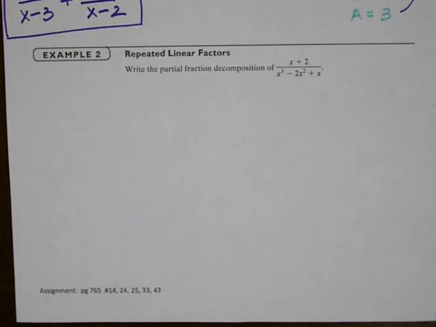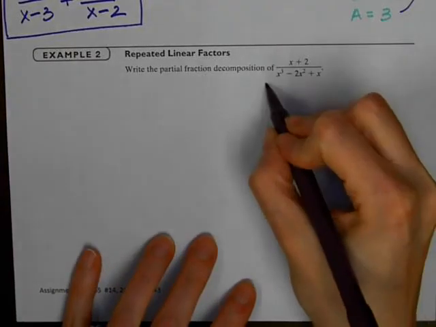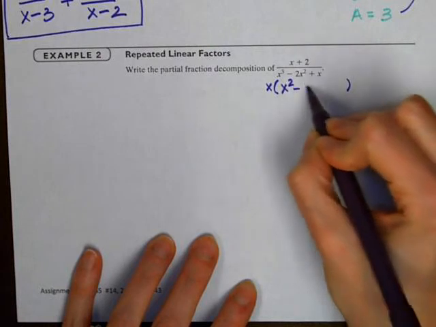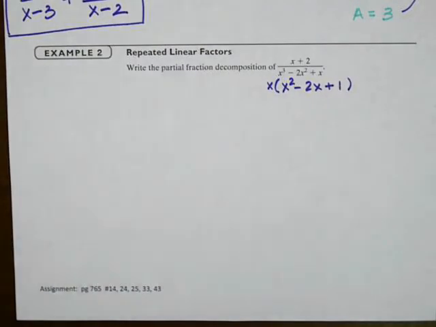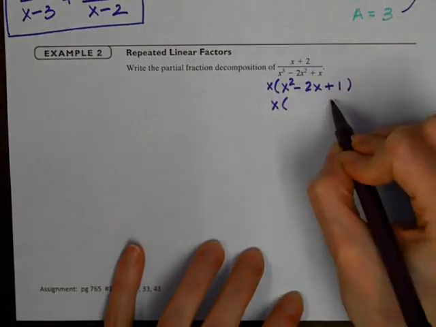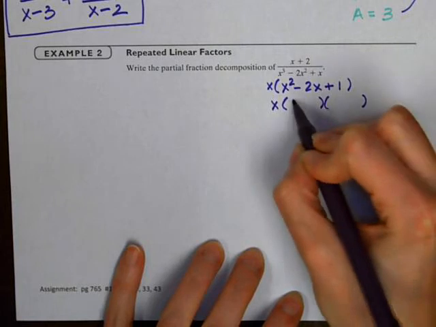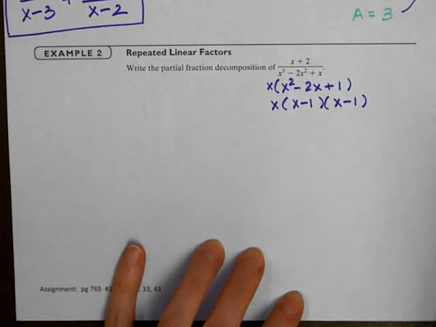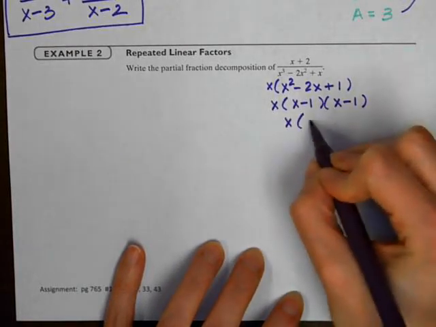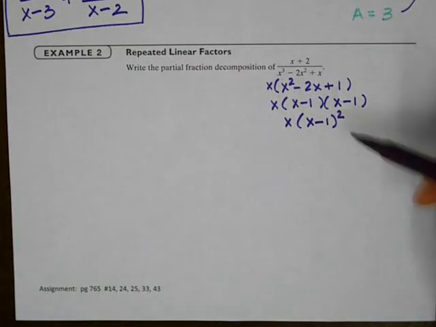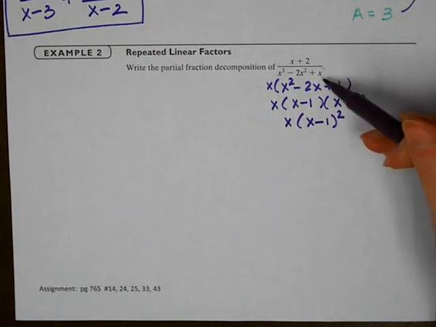You can do it. Start by factoring out the denominator. So first we're going to factor out an x. And you'll have x² - 2x + 1. But that can factor further. It's x times (x - 1)(x - 1). Or some people would write that as x times (x - 1)². Okay, so that's factored form of the denominator.